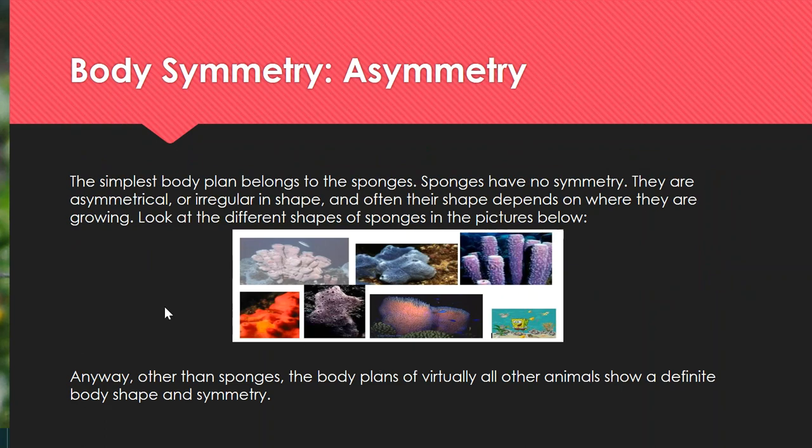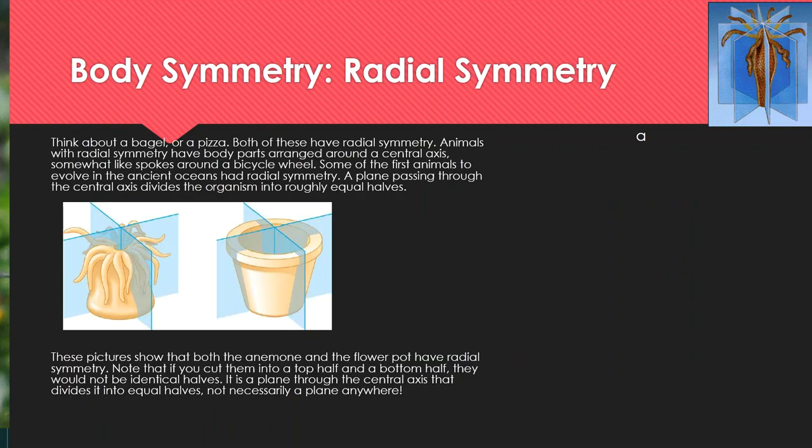The simplest body plan belongs to sponges. Sponges have no symmetry. They are asymmetrical or irregular in shape, and often their shape depends on where they are growing. Look at the different shapes of the sponges in the pictures below. Other than sponges, the body plans of virtually all other animals show a definite body shape or symmetry.